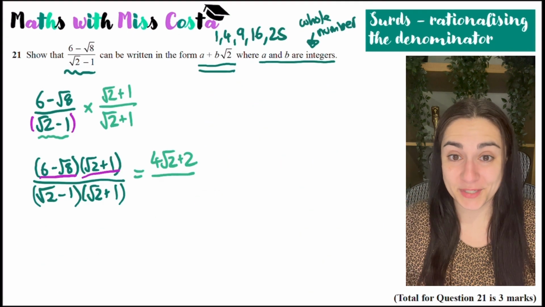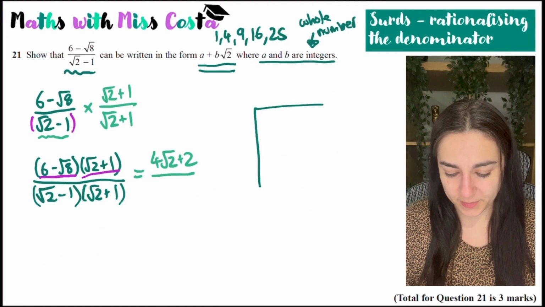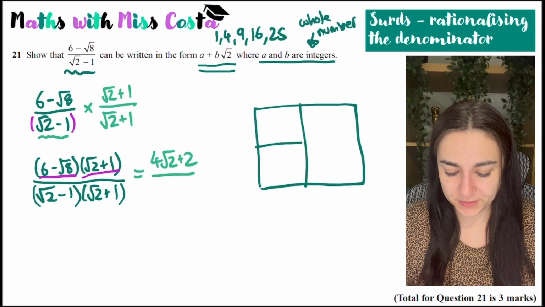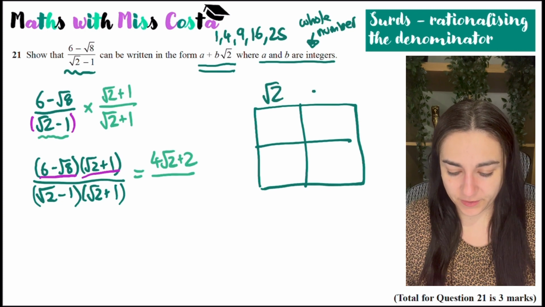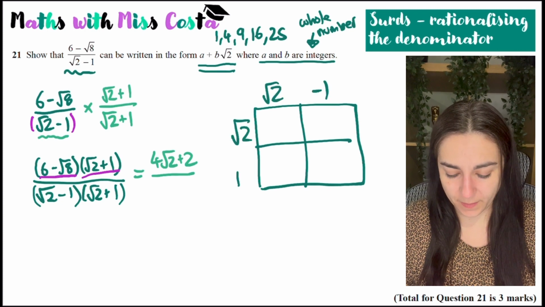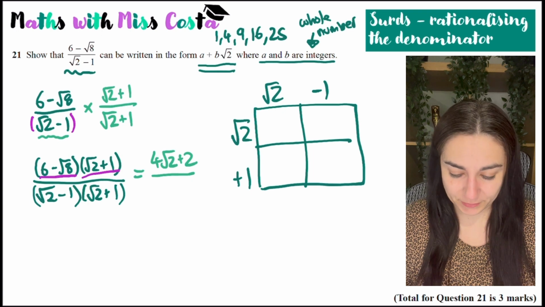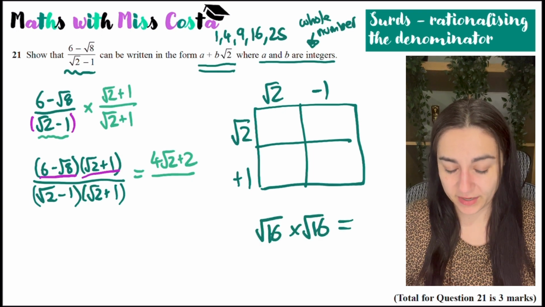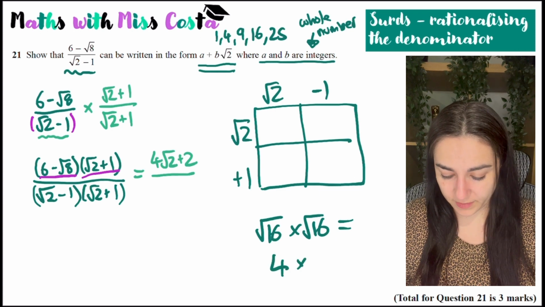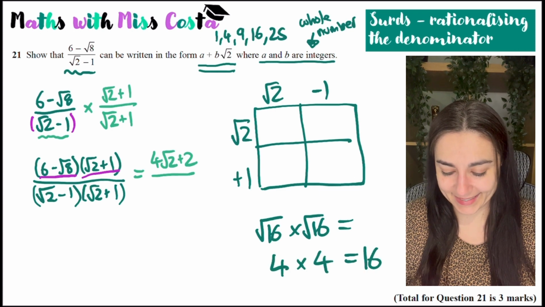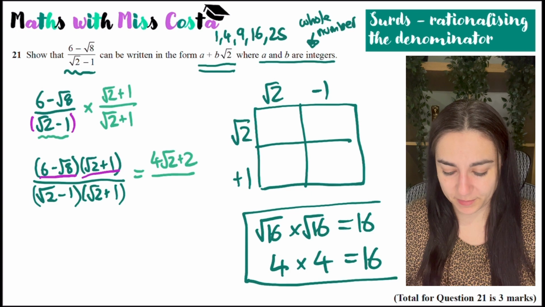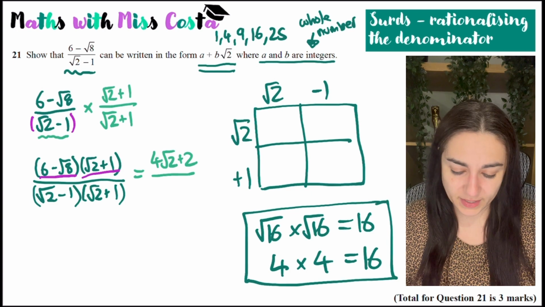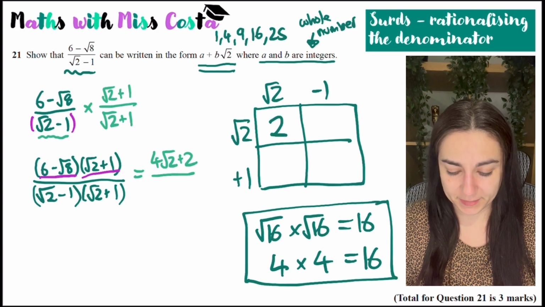And then I'm going to do exactly the same with my denominator. So I do the grid. I'm going to put root 2 minus 1 and root 2 plus 1. So root 2 times root 2, remember that any surd multiplied by itself, let's just do an easy one. Square root of 16 is 4, and what's 4 times 4? It's 16. Okay, so any surd multiplied by itself is just the unsurd itself. So root 2 times root 2 is just going to be 2.